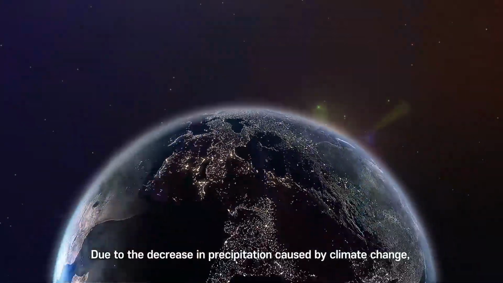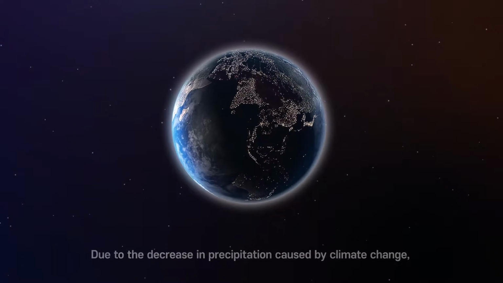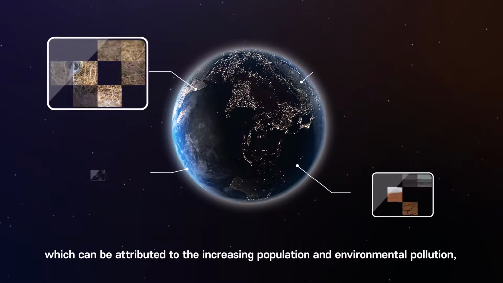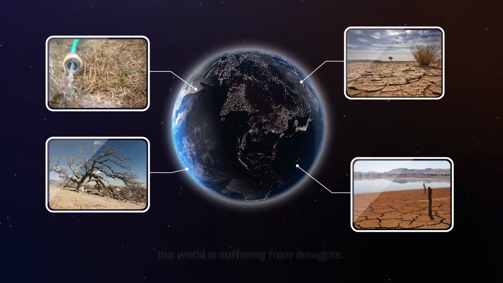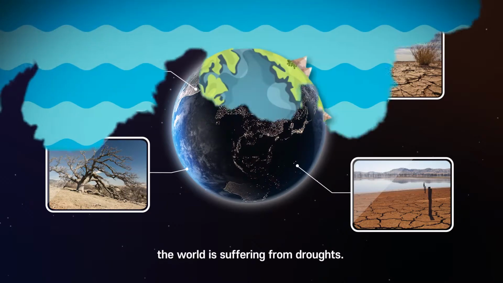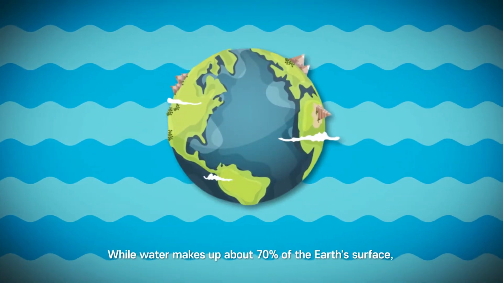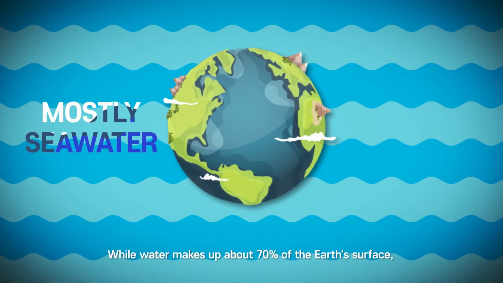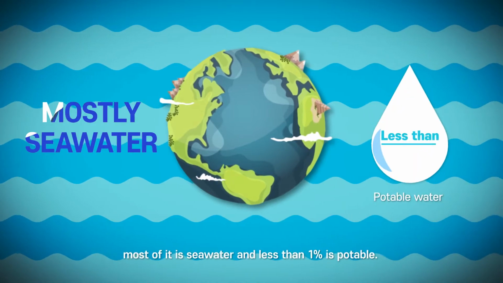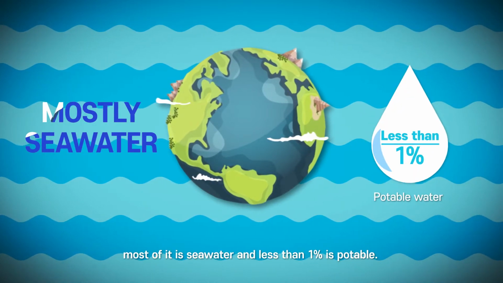Due to the decrease in precipitation caused by climate change, which can be attributed to the increasing population and environmental pollution, the world is suffering from droughts. While water makes up about 70% of the Earth's surface, most of it is seawater, and less than 1% is potable.